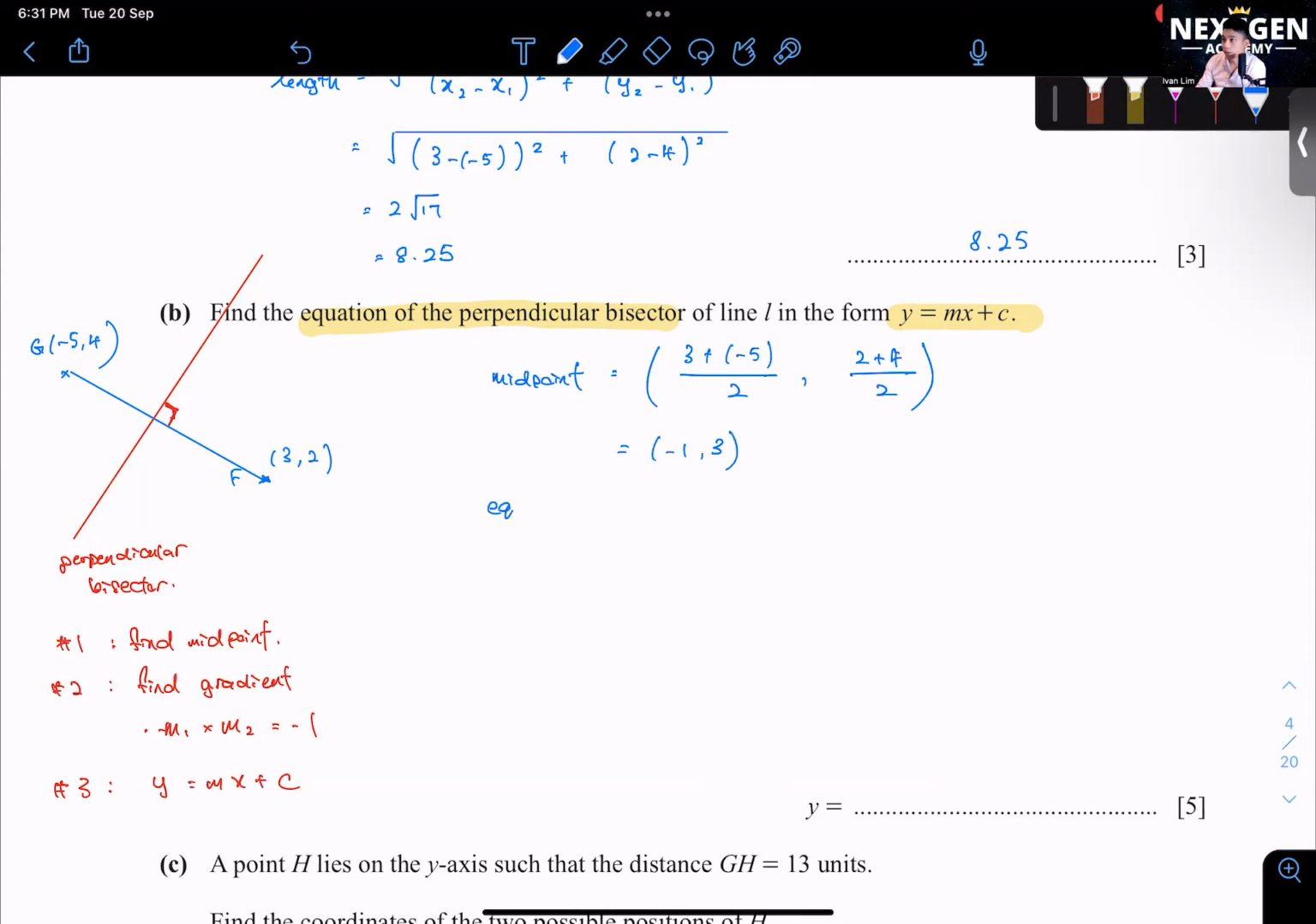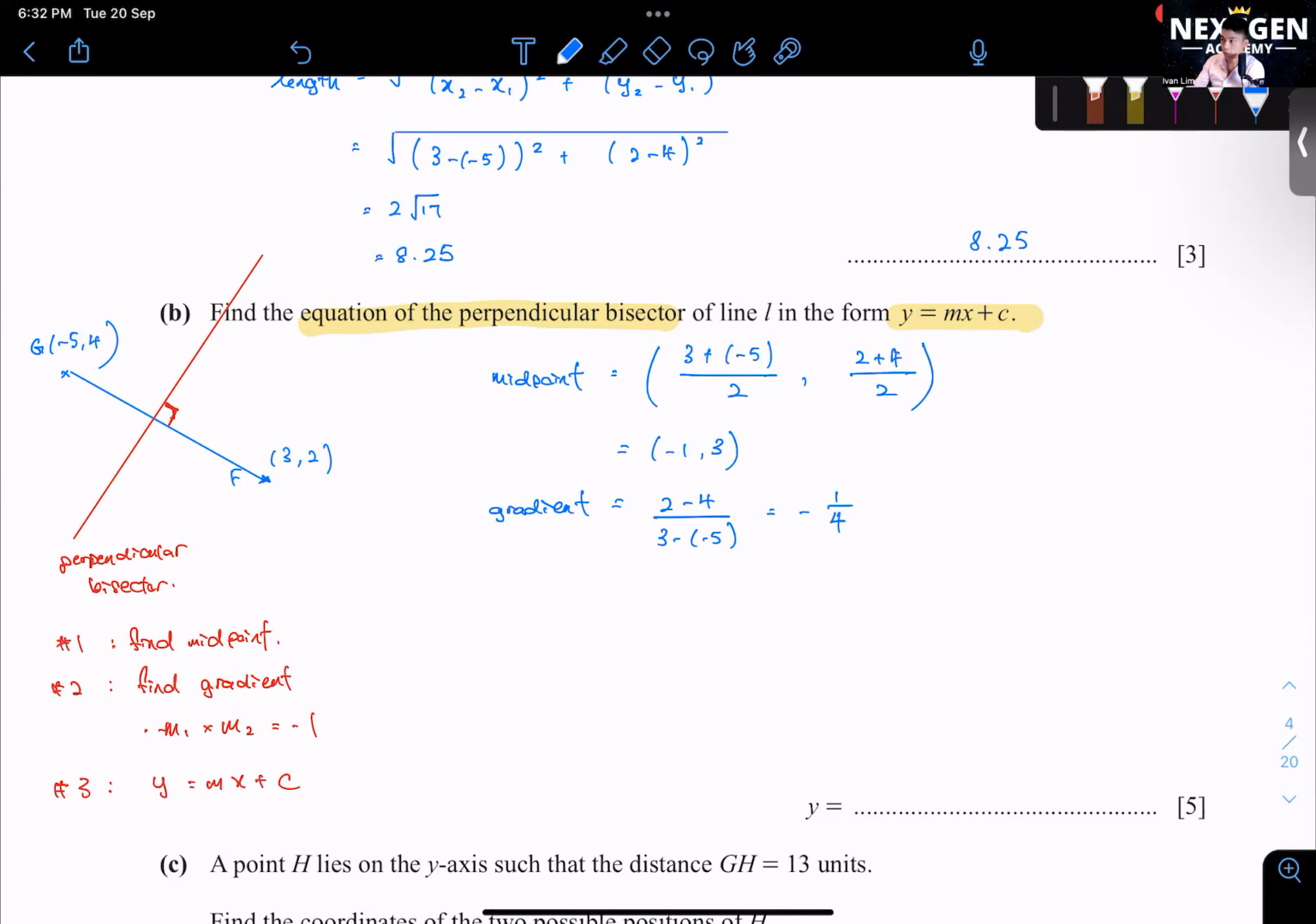Okay, did I find my gradient already? Haven't, right? So I need to find the gradient of this blue line first. The gradient equals y2 minus y1 over x2 minus x1. So we get 2 minus 4 over 3 minus negative 5. The gradient that I'll get is negative 1 over 4.